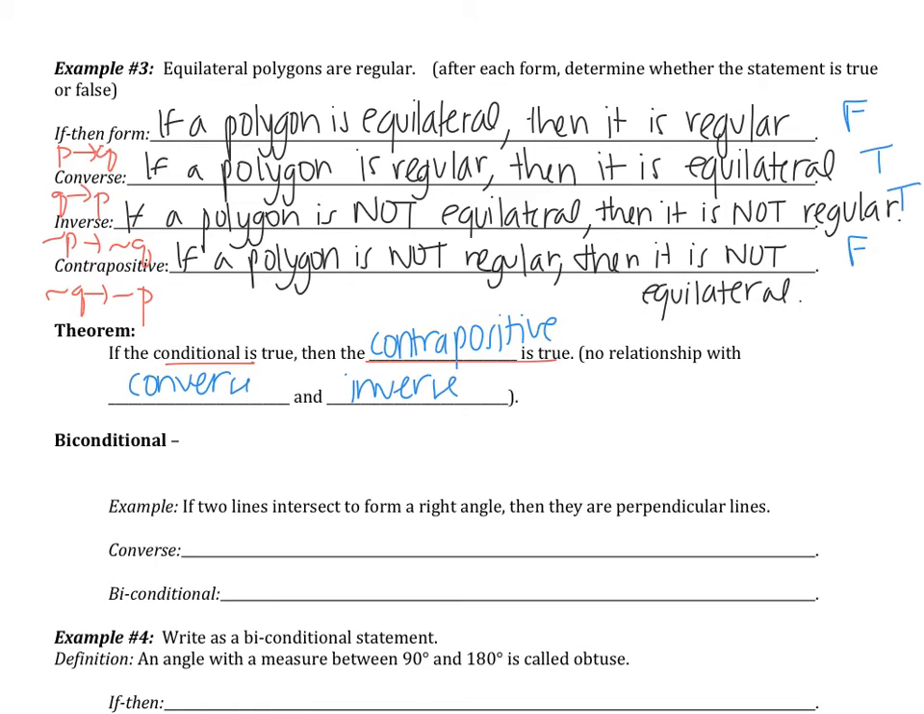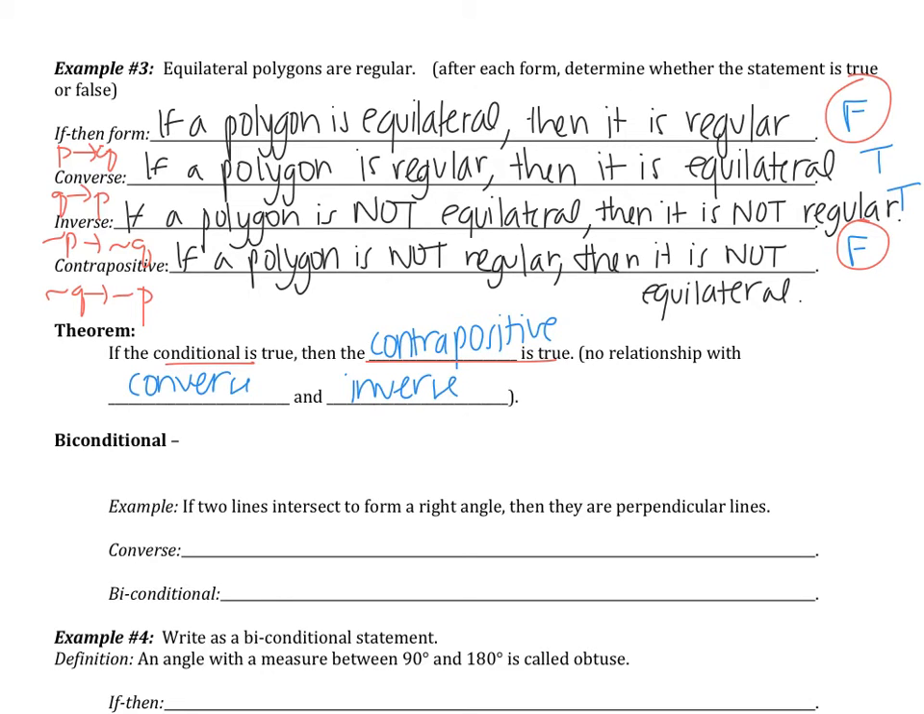So in example 3, the conditional or the if-then and the contrapositive were both false. In example 2, they were both true. There's no relationship with the converse or the inverse. Just because the conditional is true, the converse could be true, it could be false, we don't know. Same thing with the inverse.